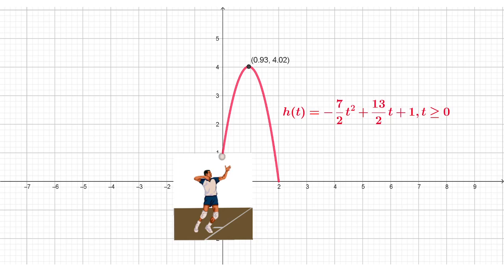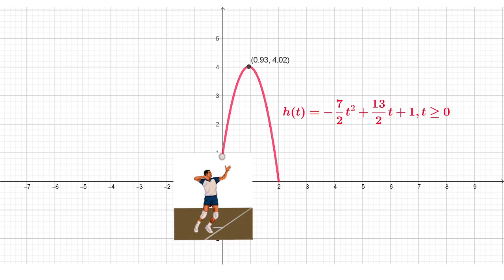And you are seeing in the graph that the ball is going in the curve minus 7 by 2 t square plus 13 by 2 t plus 1, and it is reaching its height at the point 0.93 and 4.02, which is nothing but the answer we got in the previous one, that is 13 by 14.